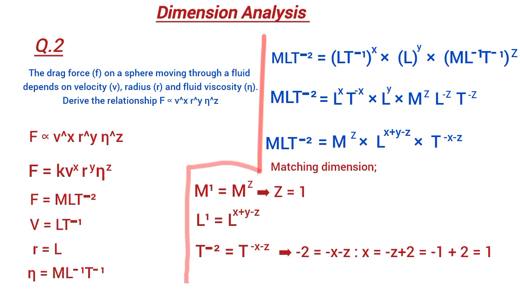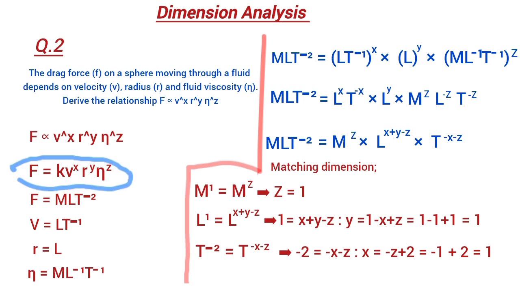We know that z is equal to 1. So this becomes minus 1 plus 2. And this gives us 1. Equating the power here, we have 1 is equal to x plus y minus z. Making y subject of the equation, we have y is equal to 1 minus x plus z. We know that x and z are equal to 1, so this becomes 1 minus 1 plus 1, and this gives us 1. So we have x equal to 1, y equal to 1, z equal to 1.